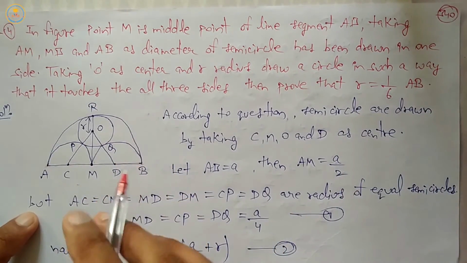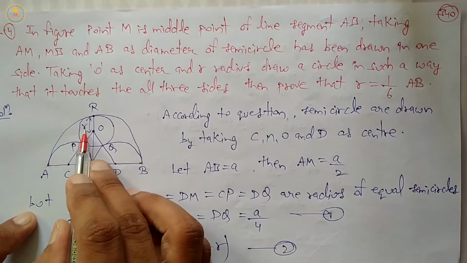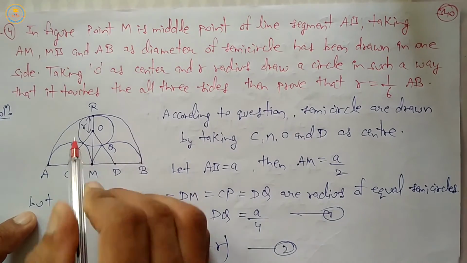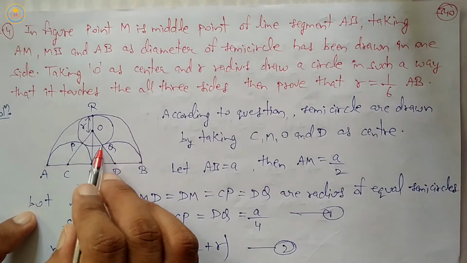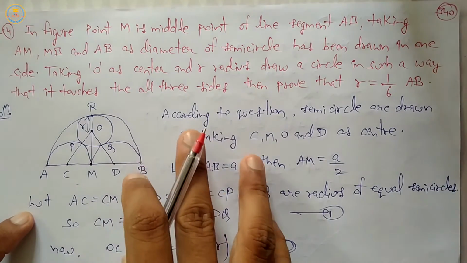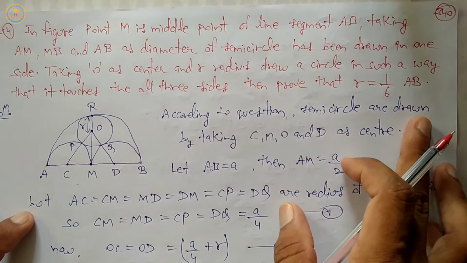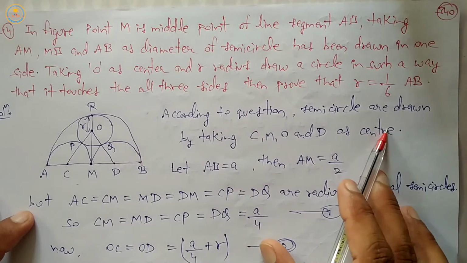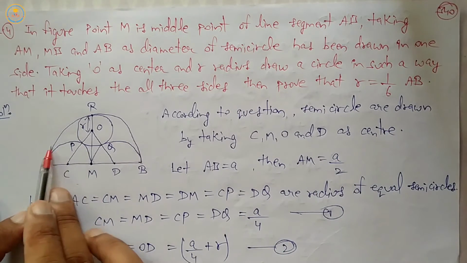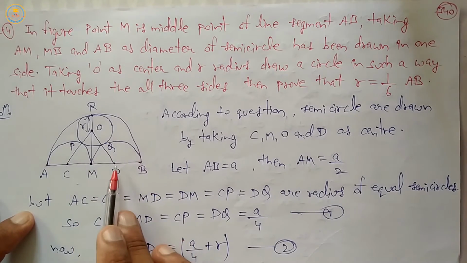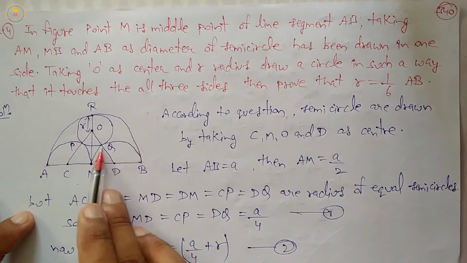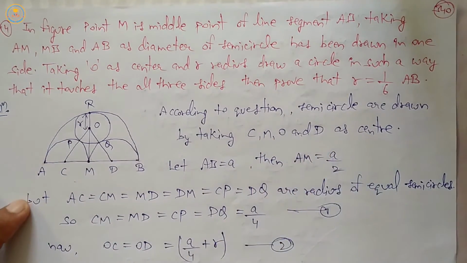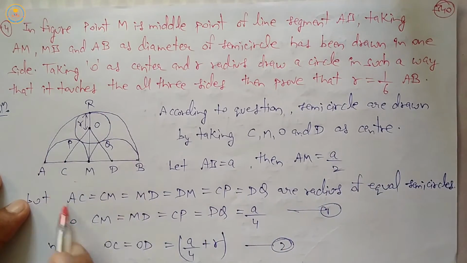This diagram is given. This circle has radius R. Join O to C, and OC and OD meet the circle at points P and Q. According to the question, semicircles are drawn by taking C, M, O and D as centers. The first semicircle's center is C, the second's center is D, and the third's center is O, and M is also a center.